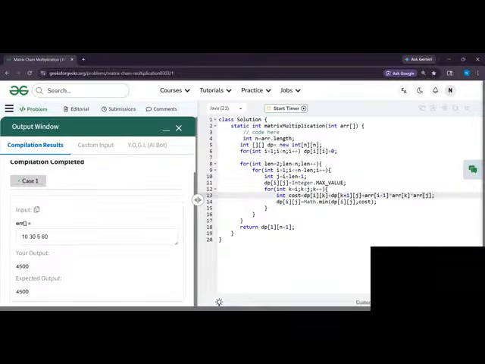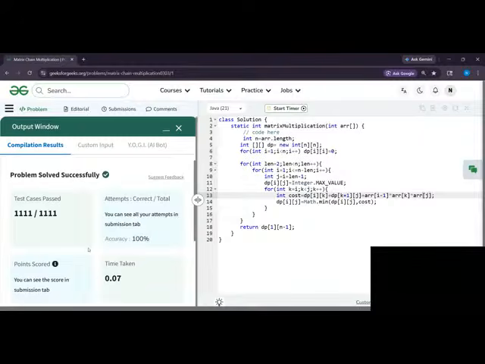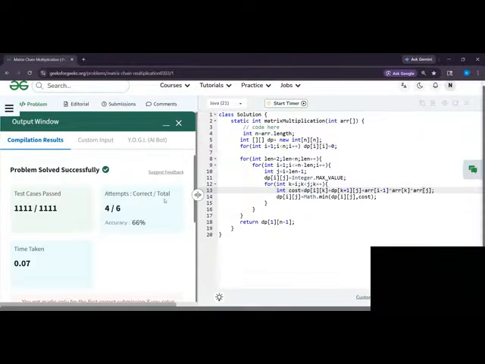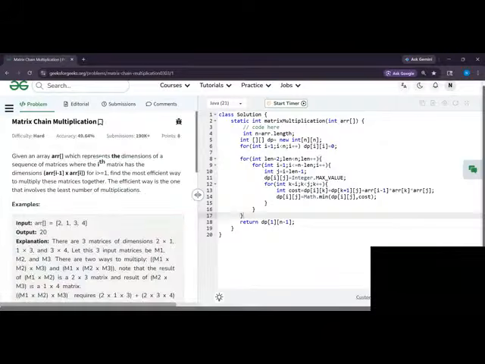Yeah, guys, it must be submitted now. It is submitted successfully. That's it. This is the tabulation question and this is the tabulation code. Here, I declared the 2D DP, and initially when i equal to j, I filled it with 0. As we know, the 0 condition will be taken, and for number of partitions, we need at least two matrices. So I started from len equal to 2 and went till less than n.